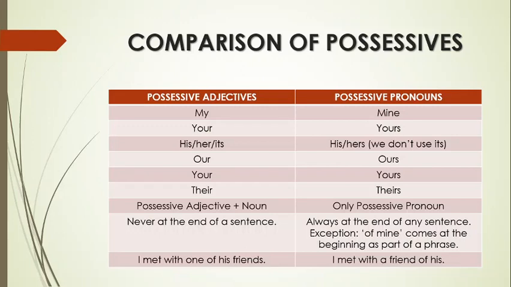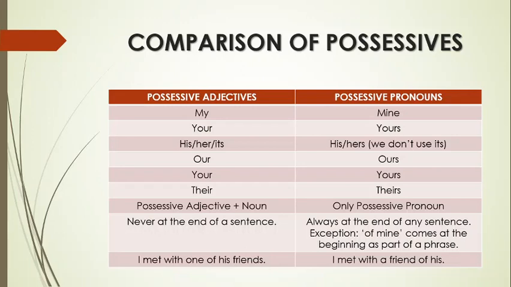Now, a possessive adjective will always come with a noun. However, possessive pronouns will always sit alone. Possessive adjectives will never come at the end of a sentence. Possessive pronouns, however, are always placed at the end of any sentence. The only exception is "of mine." Of mine comes at the beginning as part of a phrase.